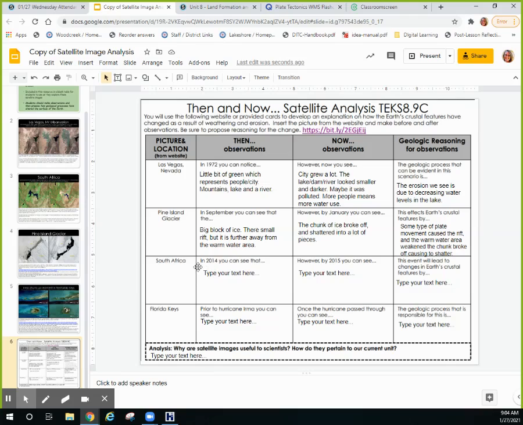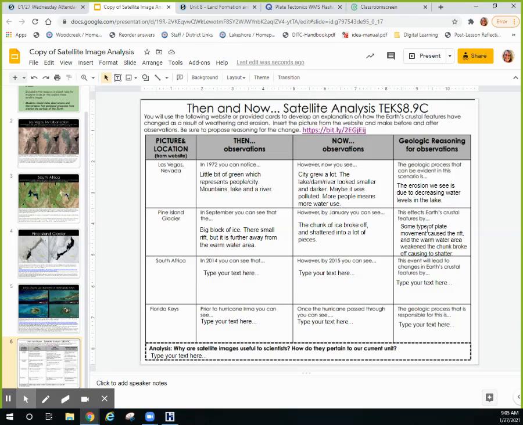Okay, to summarize what we typed in our graphic organizer, we said that in September we can see a big block of ice and that there's a small rift, but we observed that it is further away from the warm water area. And then the now observations, we see in January a chunk of ice broke off and it shattered into a lot of pieces.